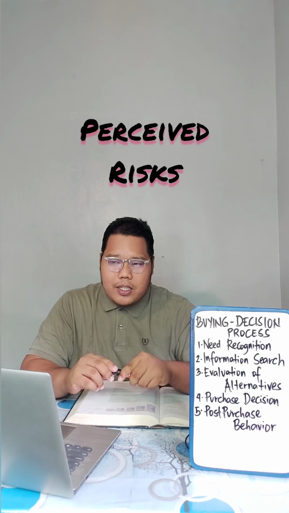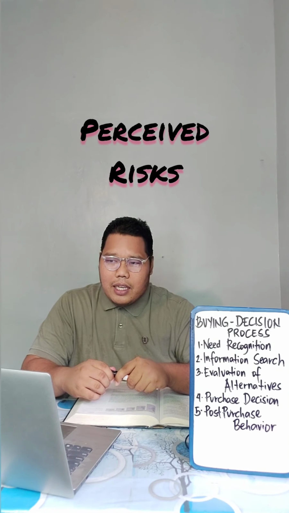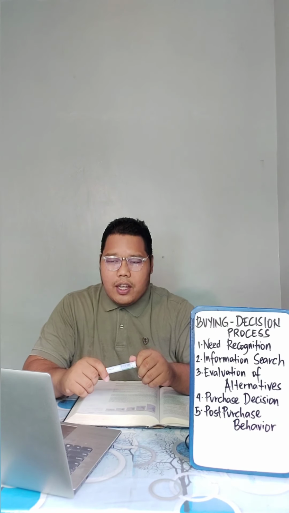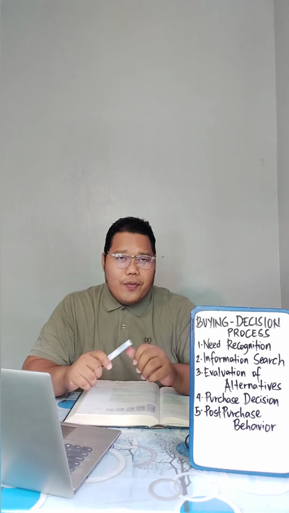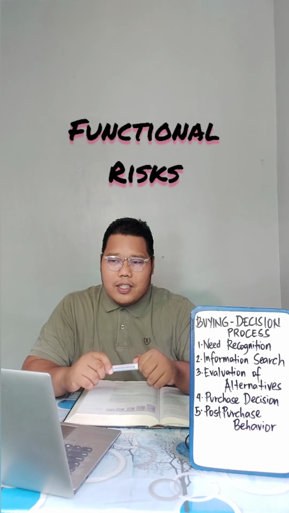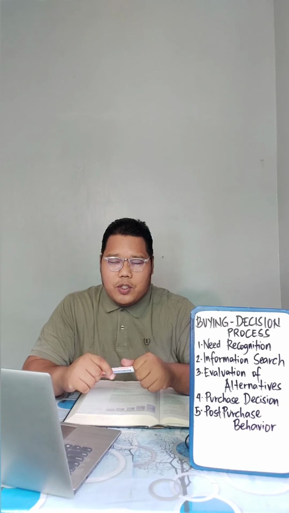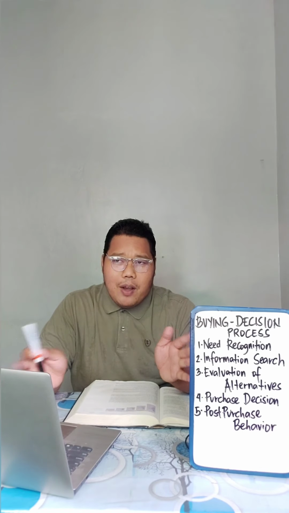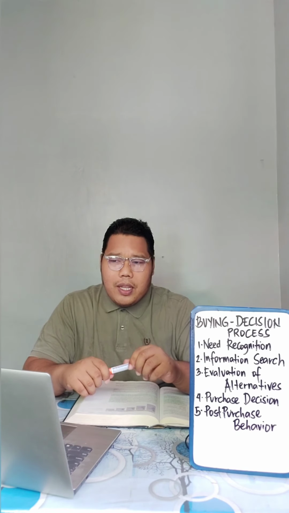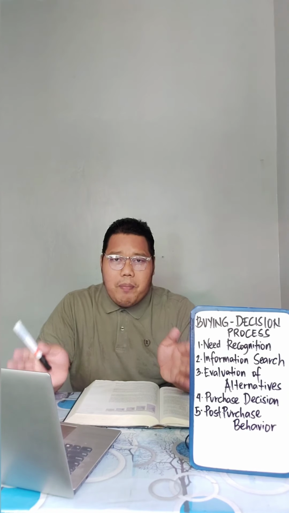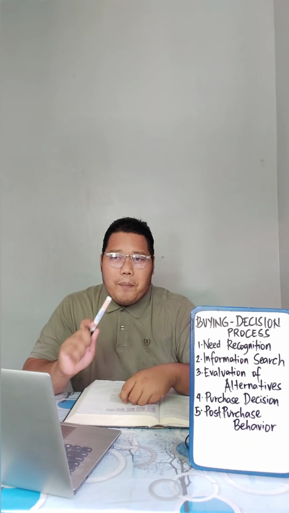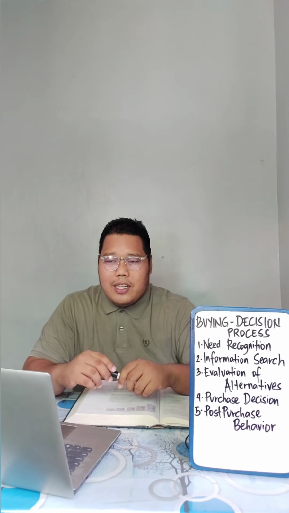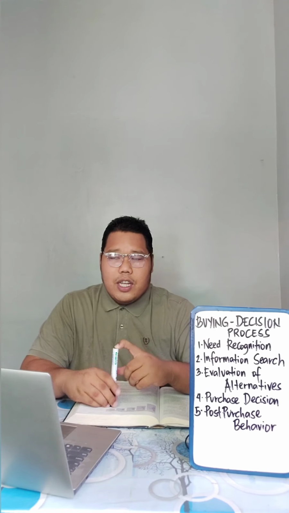So there are many types of risks that consumers may perceive in buying that may modify, postpone, or avoid a purchase decision. Number one is functional risk. Functional risk: the product does not perform up to expectation. For example, you found a low price power bank on Shopee or Lazada, but you are afraid that it might not perform well. So you don't want to purchase it today. You may want to search for more information and alternatives because of that functional risk.